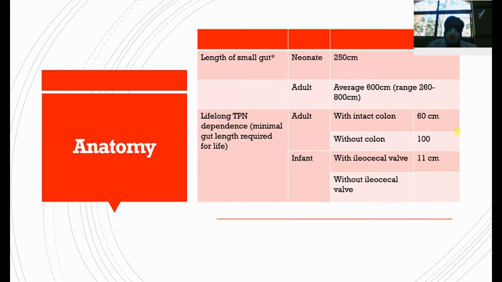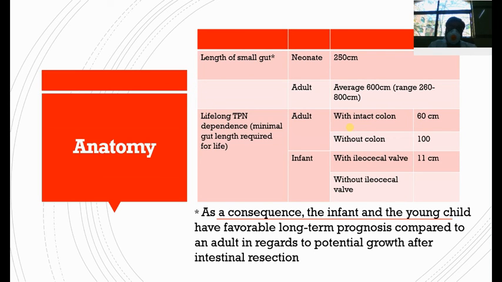So, lifelong TPN is usually required. In adults, if there is an intact colon, 60 centimeters of small intestine is adjusted with total parenteral nutrition, and without colon, 100 centimeters of small gut is required. While in infants with an intact ileocecal valve, a smaller length, up to 11 centimeters of small gut, can be tolerated with total parenteral nutrition. As a consequence, infants and young children have a more favorable long-term prognosis compared to adults, given potential growth after intestinal resection.